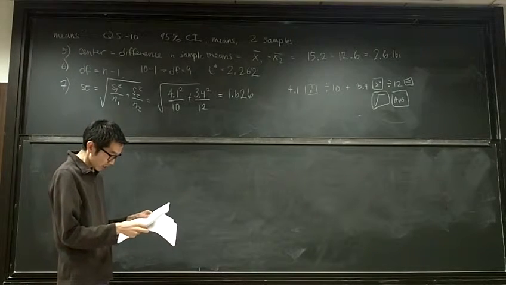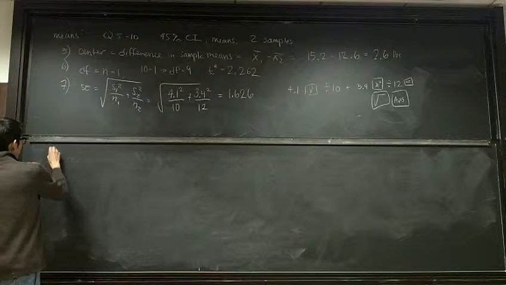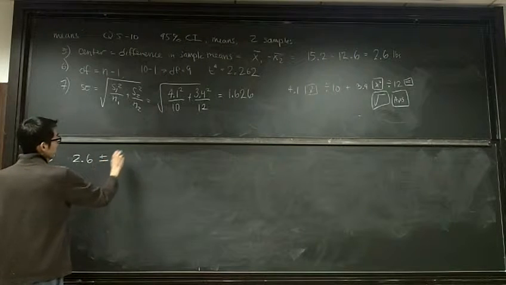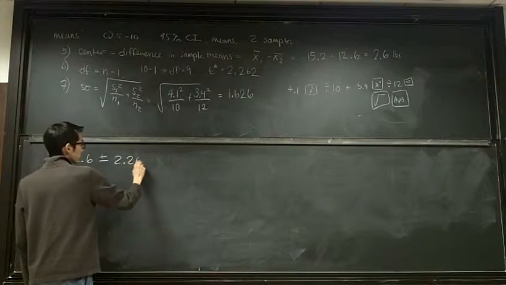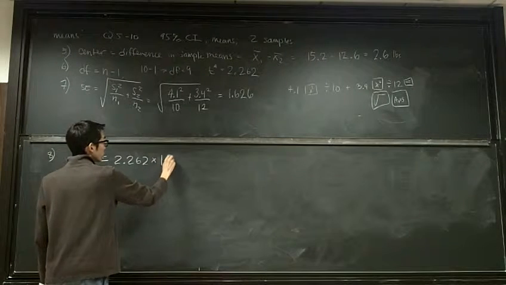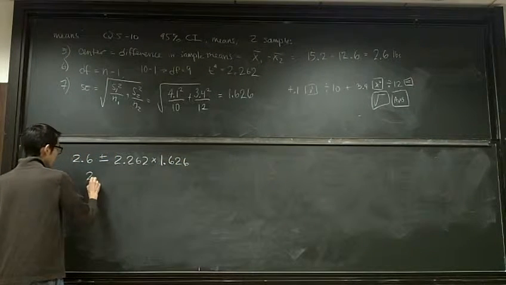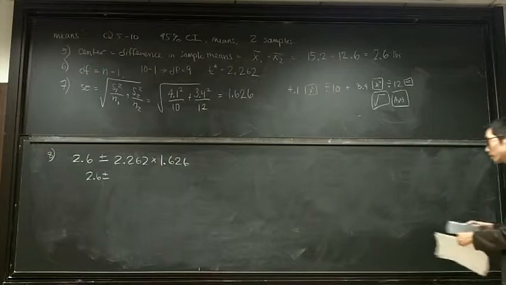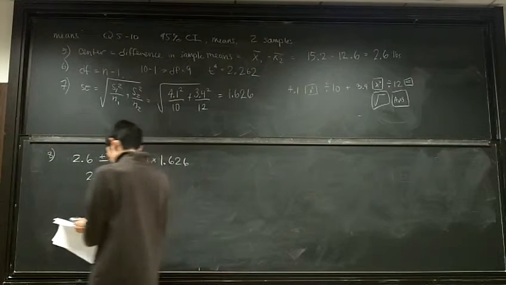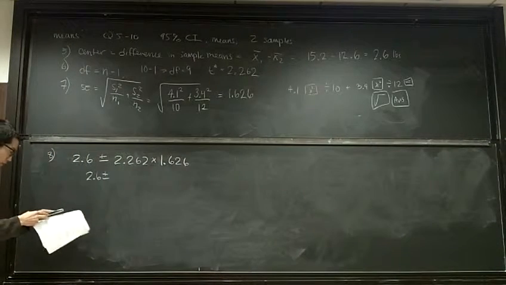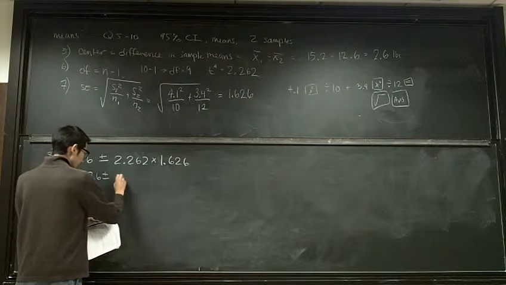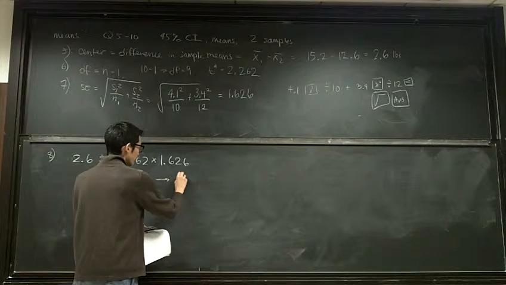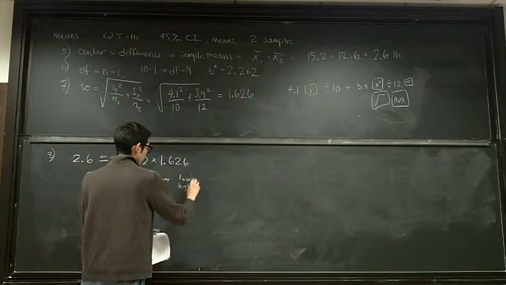Okay. So create a 95% confidence interval. Now we're just putting all the pieces together. The center is 2.6. Now we're going to go plus or minus our t star, 2.262, times our standard error, 1.626. So this is 2.6 plus or minus 2.262 times 1.626. That's going to be a big number. So I get 2.6 plus or minus 3.678.